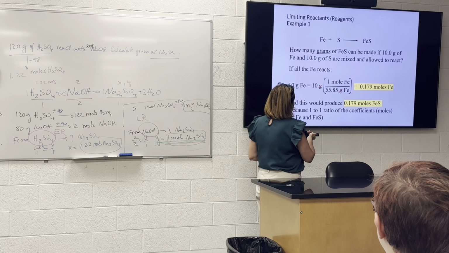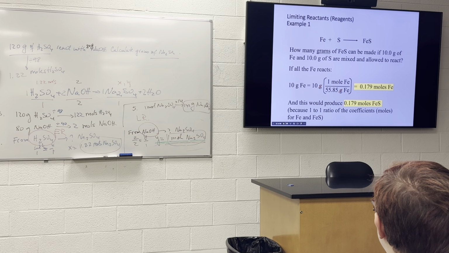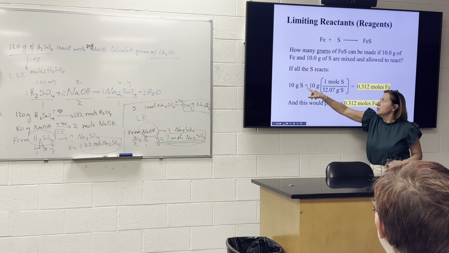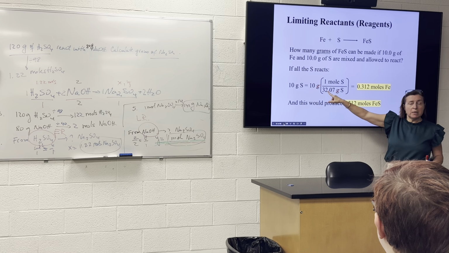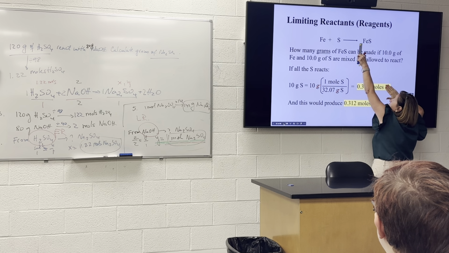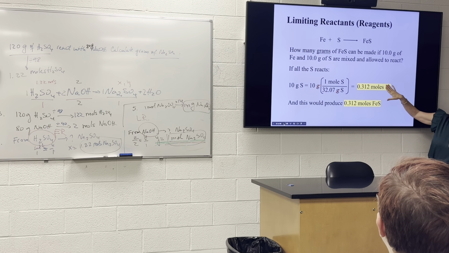Now I'm going to do the same thing with sulfur. For sulfur, I have 10 grams of sulfur. You make them into moles. That's your step 3, and you get this amount of moles of sulfur. And then, because it's a one-to-one between sulfur and iron sulfide, you are going to get 0.312 moles of iron sulfide. And now you compare.